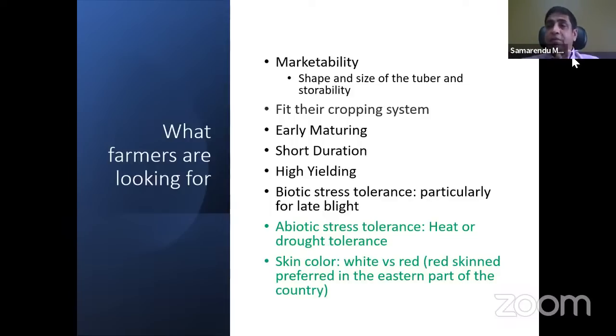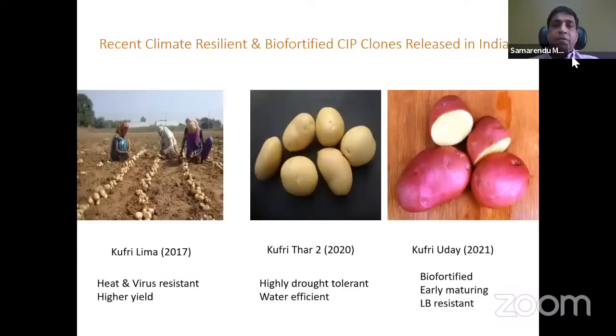Then the skin color of the potato is very important, white versus red. In many parts, red skin is preferred, particularly Eastern India and Bangladesh. And in other parts like Nepal, Northwest India, or Pakistan, white skin is much more preferred. So the skin color also matters in some parts.